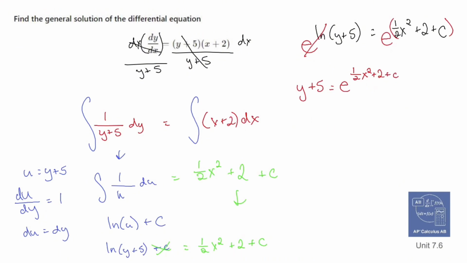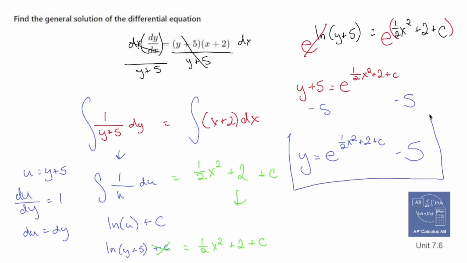But wrapping this problem up, we subtract 5 from both sides, and my final answer is going to be y equals e to the 1/2 x squared plus 2x plus c, minus 5. Pretty? No. Correct? I hope so, otherwise I'm wasting my time.